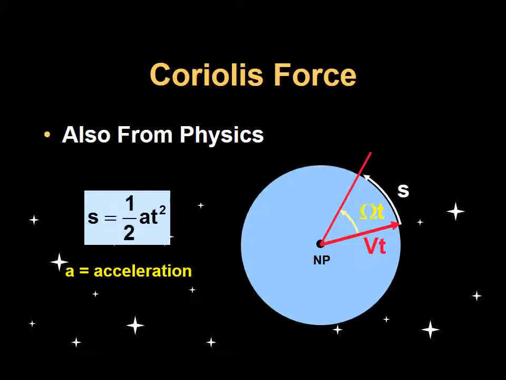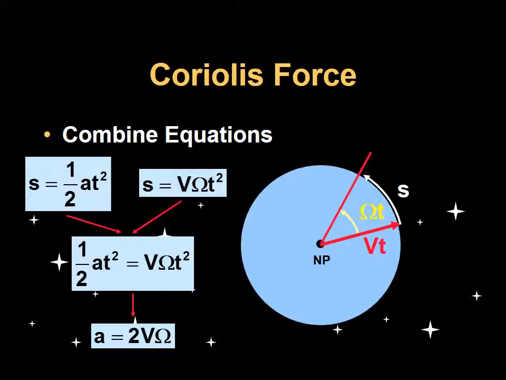We also know from physics that a distance or displacement is equal to 1/2 times the acceleration times time squared. This looks an awful lot like the equation we just came up with. We have 1/2 at squared, and we have v omega t squared. Since those are both displacements, we're going to set those equal to each other and then start canceling things out.